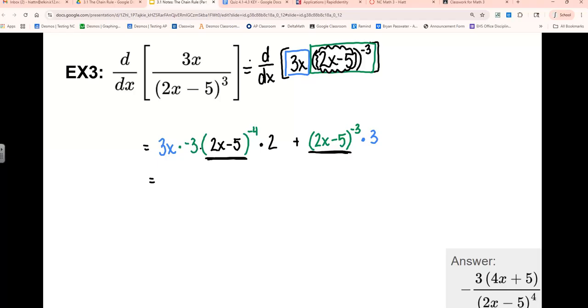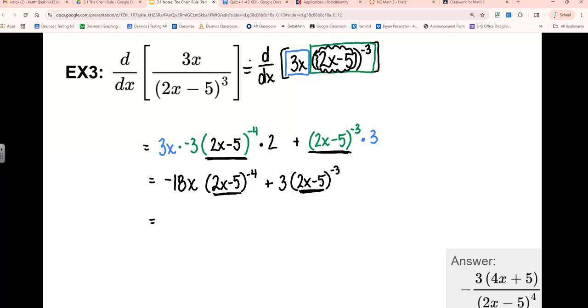So 3x, negative 3, and 2 can all be multiplied together. That is going to give you negative 18x times 2x minus 5 to the negative 4th. And then we'll just write the 3 in the front here instead, times 2x minus 5 to the negative 3. Still kind of got our eye on those 2x minus 5s. Oh yeah, they match, right?